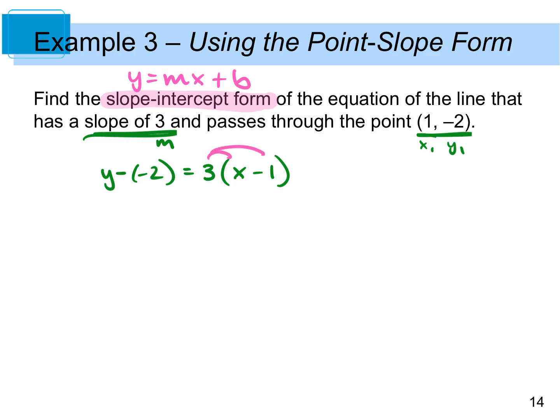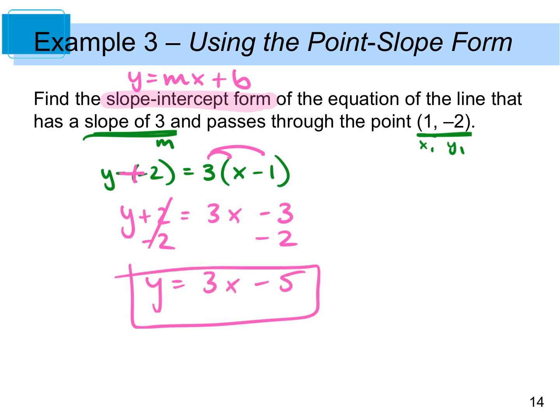Distribute the 3. And then I can also change this to plus. So y plus 2 is equal to 3x minus 3. What would I do next? Subtract 2. We want to get the y by itself. So y is equal to 3x minus 5. So this would be our equation of a line in slope-intercept form.